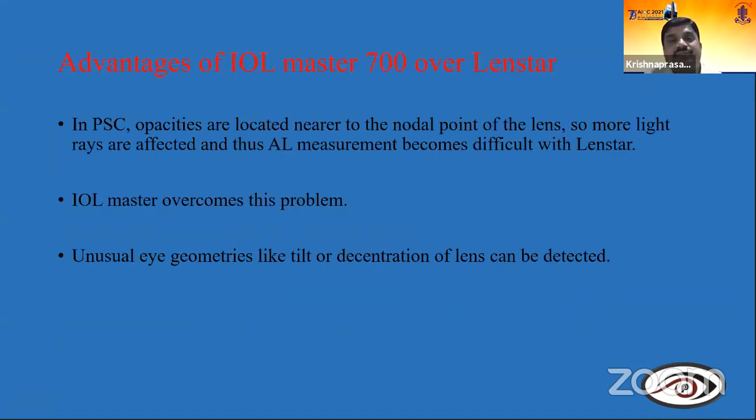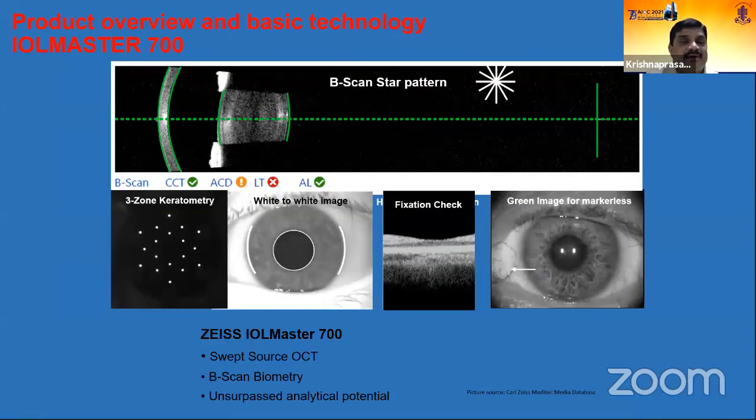These are the advantages of IOL Master 700 over Lenstar, especially when you're doing biometry in posterior subcapsular cataract. Normally, what happens with the Lenstar? It goes near the nodal point of the lens, so more light rays are affected. Thus, it becomes a little difficult. But the IOL Master 700 overcomes this problem. And also, very important, if you have a lens tilt or lens decentration, it can detect it very easily.